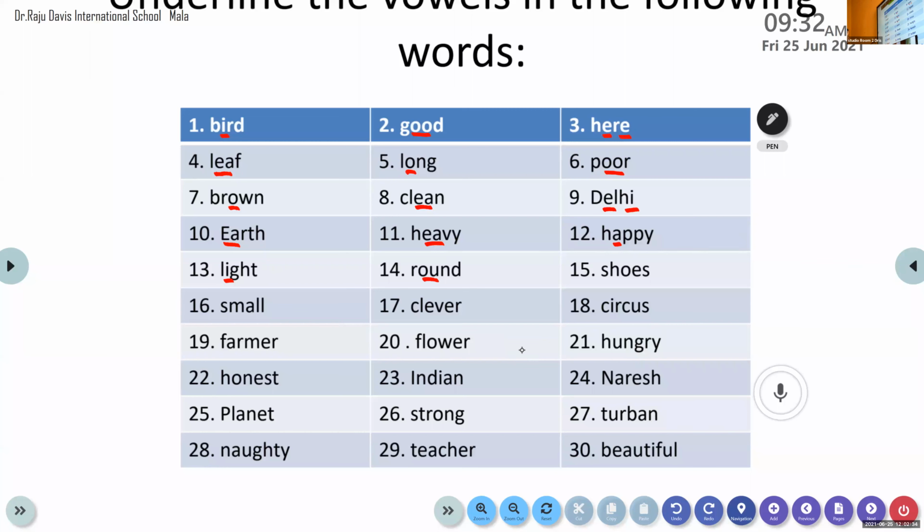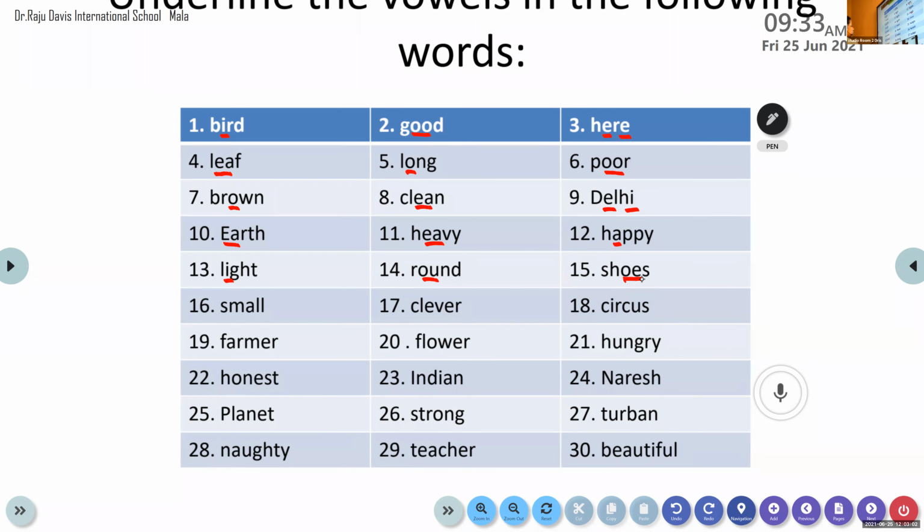Yes, Sankalp. Come on, read the 15th word for me, Sankalp. Shoes. Shoes, very good. Now pick out the vowels. I hope I'm audible to everyone. Yes, come on. O-E, very good. O and E, very good.